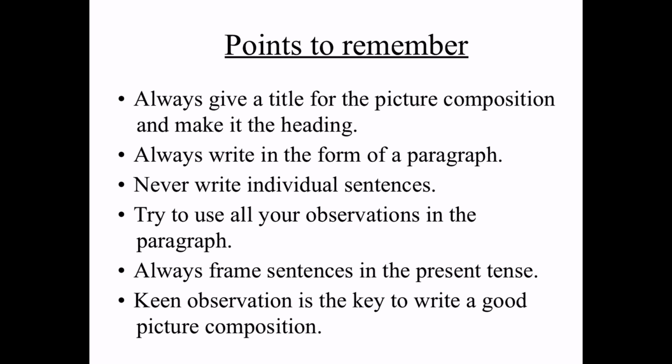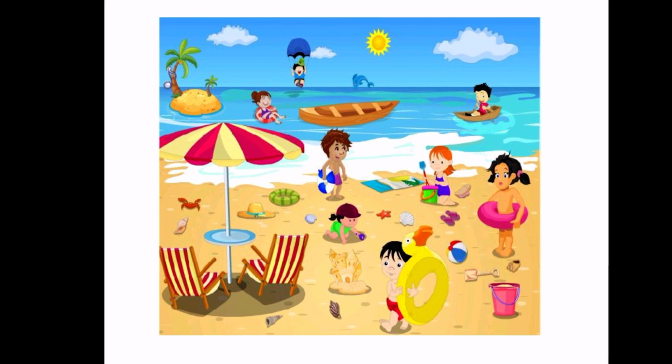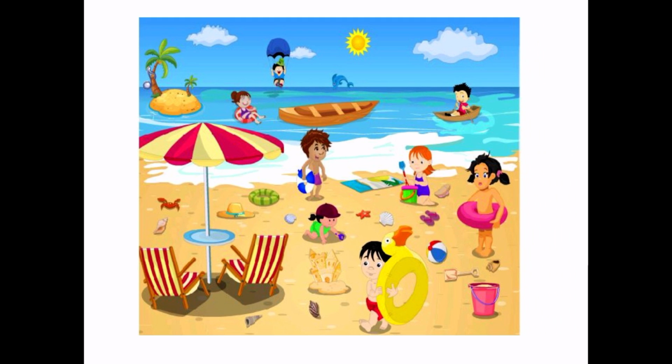Remember to always frame sentences in the present tense. And most importantly, always remember that keen observation is the key to write a good picture composition, which means that you should carefully see and observe the picture to write a good picture composition. Pictures are always fascinating, and every picture has something interesting to tell us about itself. So now, let us pick up one picture here and see what it is trying to tell us.